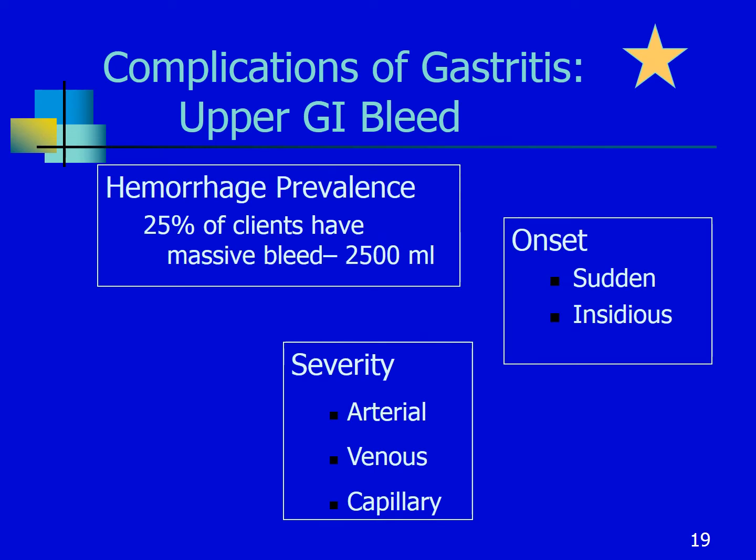So some of the complications of gastritis include upper GI bleed. So it's hemorrhage, which is in 25% of the patients have massive bleed, 2,500 ml. That's a lot, and it's usually sudden, or it can be insidious. The severity varies. It could be artery, venous, or capillary. Next slide.